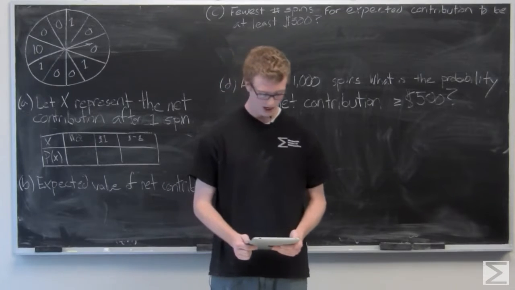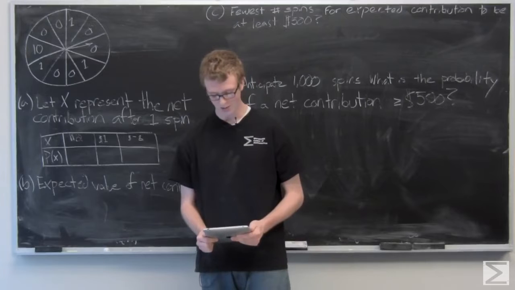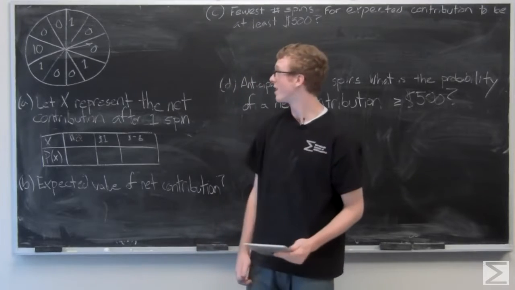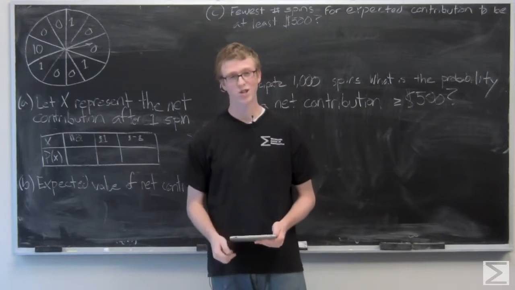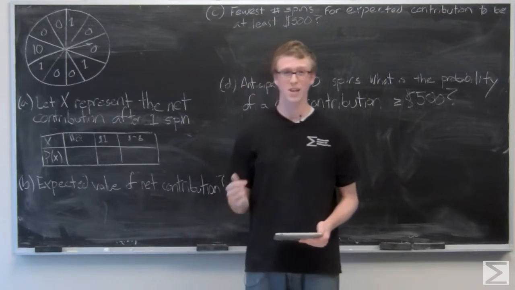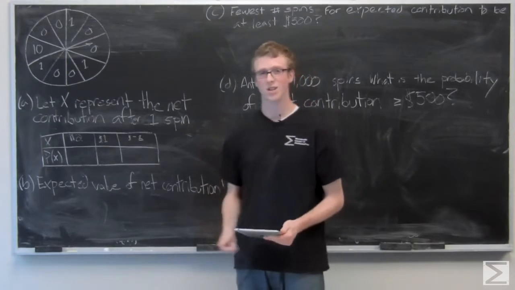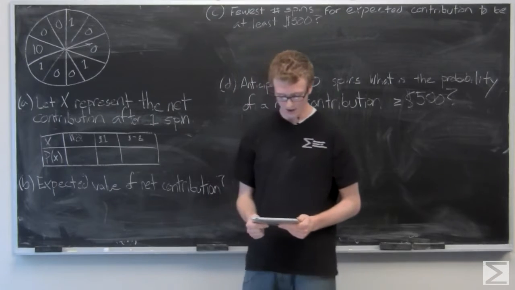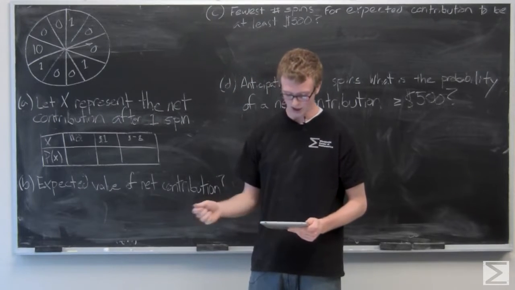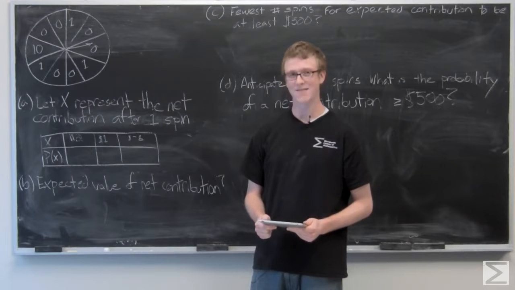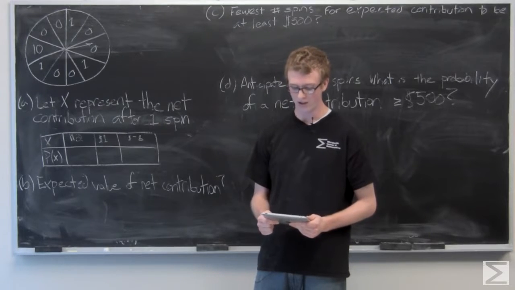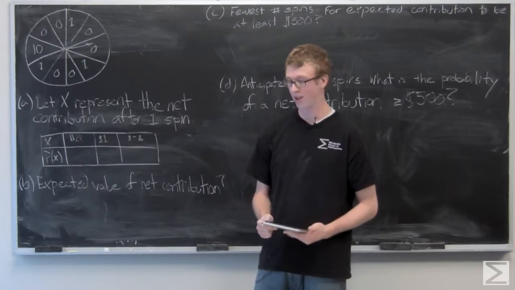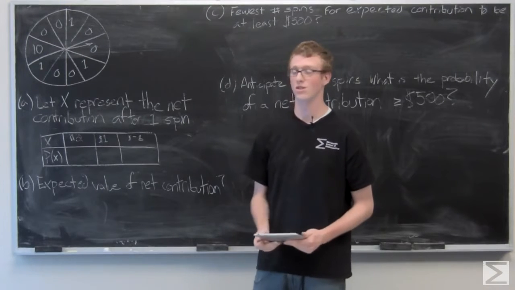A charity fundraiser has a spin the pointer game that uses a spinner like the one illustrated in the figure. I've written out the figure here. A donation of $2 is required to play the game. So to spin the wheel once, you need to pay $2. For each $2 donation, a player spins the pointer and receives the amount of money indicated in the sector where the pointer lands on the wheel. The spinner has an equal probability of landing in each of the 10 zones.